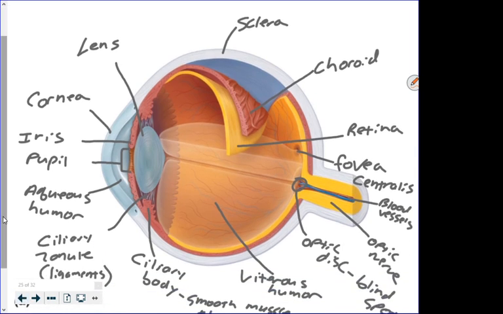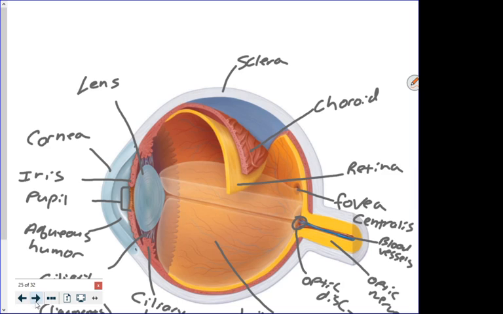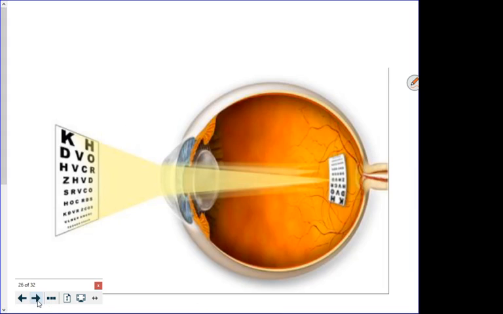All right. So help me out. What do we already know about the eye? What did we already talk about the eye? We talked about the anatomy of the eye. So what do we obviously then have to talk about next? Physiology. Physiology of vision. Perfect.